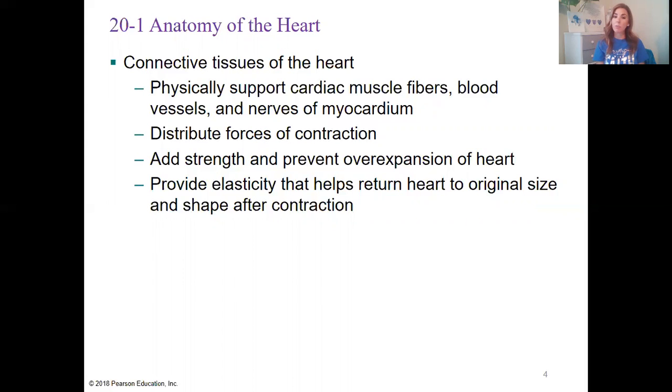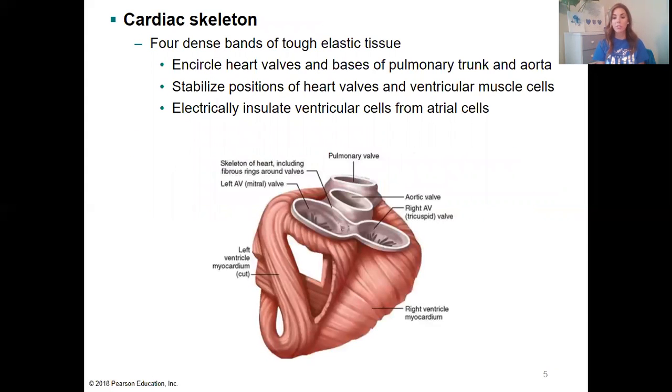It will add strength as well as prevent overexpansion of the heart. There's only so much space within the chest cavity, so we cannot have a heart that gets way too big. Provide elasticity that helps return the heart to the original size and shape after contraction. Just remember, there's going to be so many of these occurring on a daily basis, so we want to make sure that we can always have not just strength and flexibility, but that elasticity that will help it to return back to normal. So here's your cardiac skeleton. When you look at this, this is 4 dense bands of very tough elastic tissue. You can see that this is going to be in that weird figure 8 shape like I just told you about.